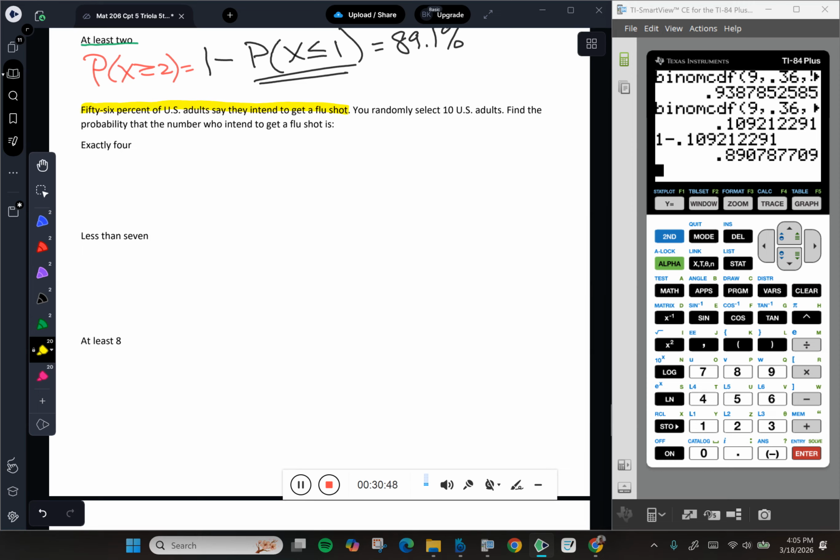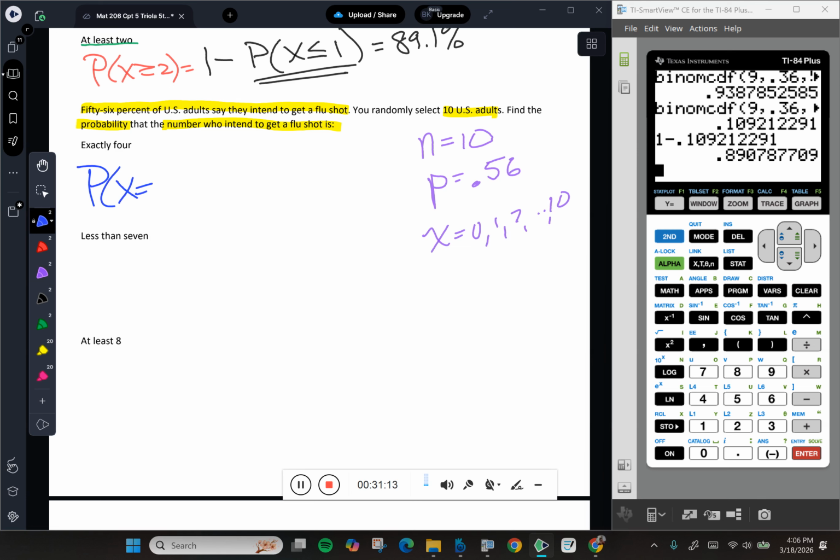Okay. 56% of people say they're going to get a flu shot. We talked to 10 people. We want to find the number who get a flu shot, and the probability of those numbers. Binomial. N is 10. P is 0.56. X could be 0 or 1 or 2 or all the way up to 10. The first one asks exactly 4. That's a binomial PDF problem, a single value problem.